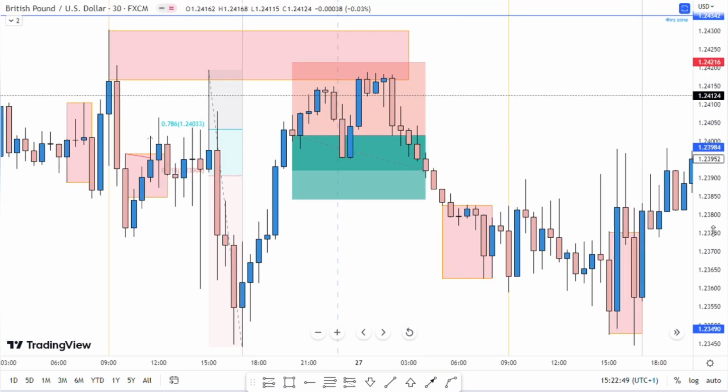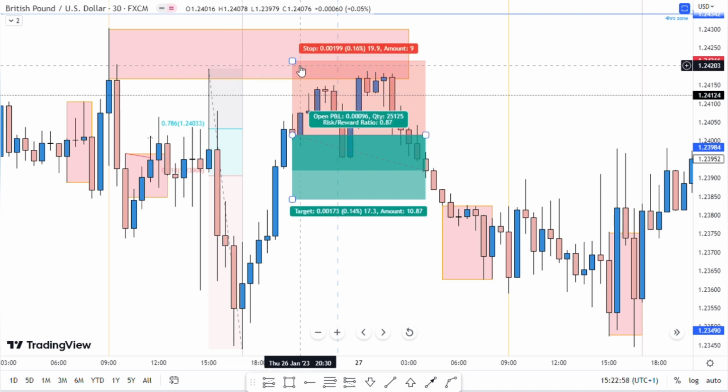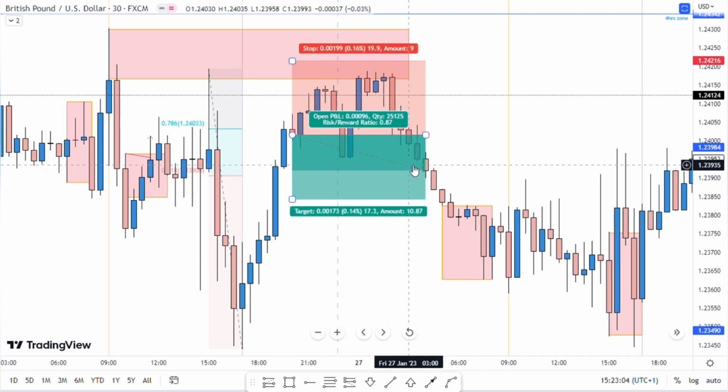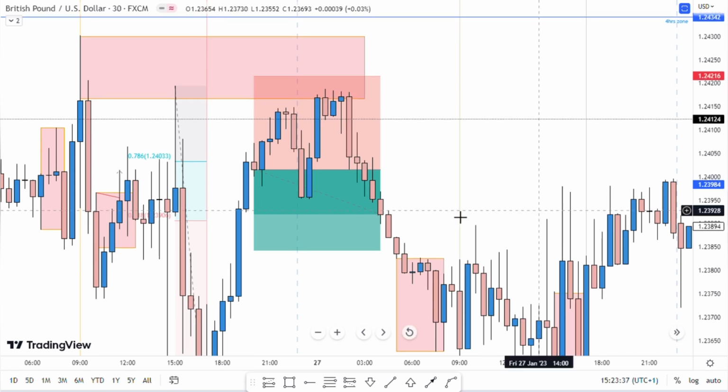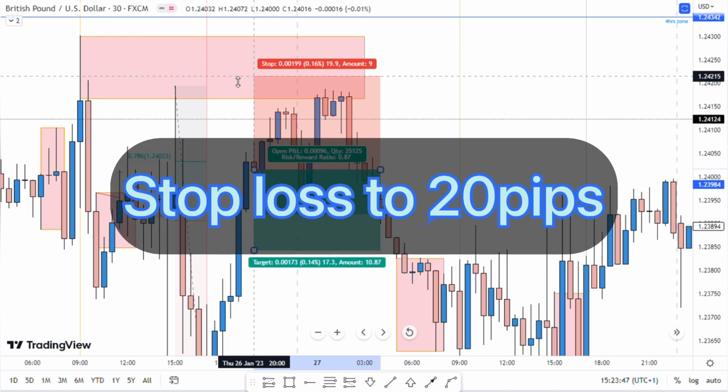But based on the fact that I was not scared of my entry, because I did not really get in around here, I had to increase my stop loss to 20 pips. I still had to use 1%, but now you know the risk to reward will be shortened. So that's how I got in here, as I saw this pullback, but I was scared. That's why I had to push my take profit to 20 pips.